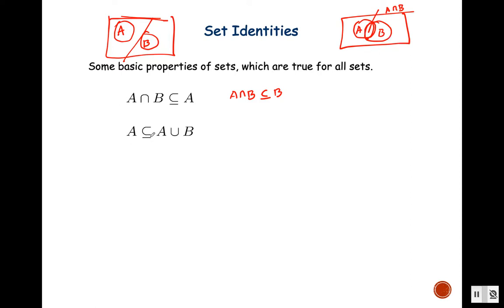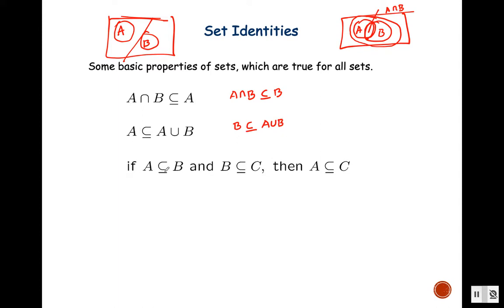Now A will be a subset of A union B. A union B means the combination of A and B, so all the elements which are either in A or in B. So obviously A is going to be a subset of A union B. The same is true for B: B is going to be a subset of A union B.